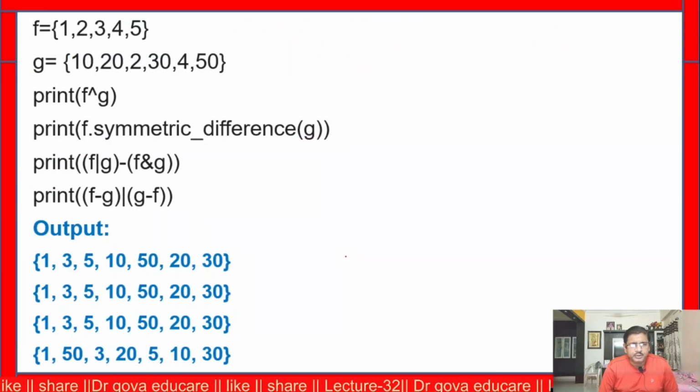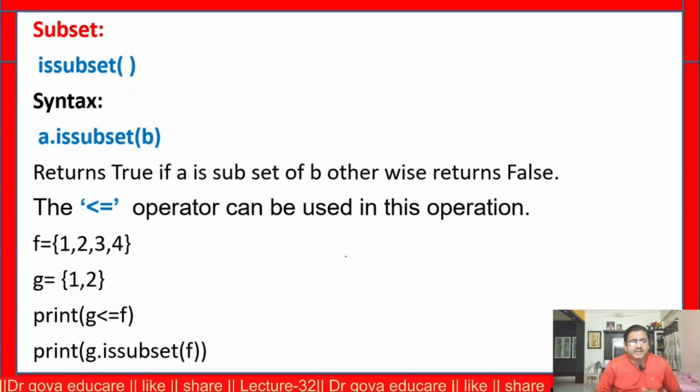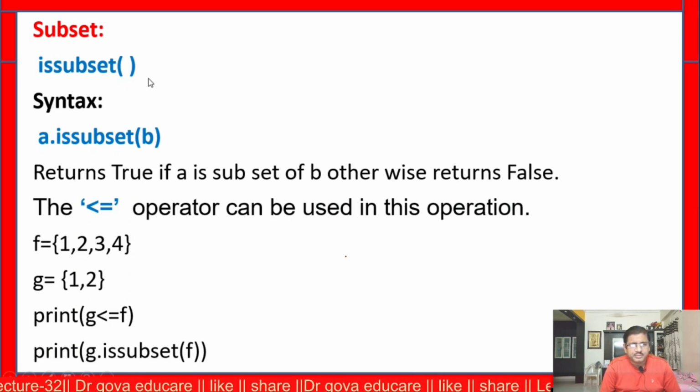Now this is the example, subset. I want to check if A is a subset of B. Now there is a built-in method, is subset. The syntax is A dot is subset of B. This function returns true if A is a subset of B, otherwise it returns false. Now we can use the less than or equal to symbol. This operator also we can use for checking if A is a subset of B.